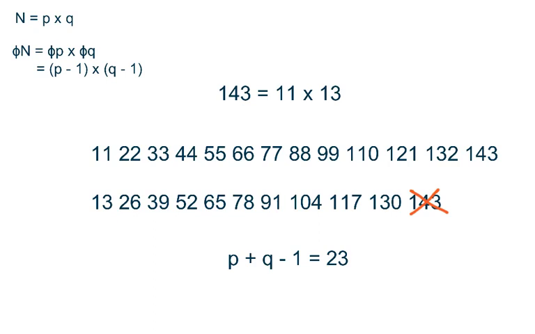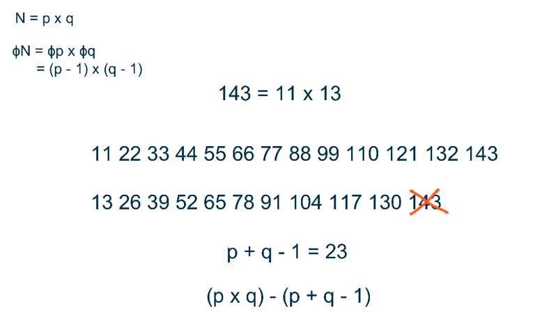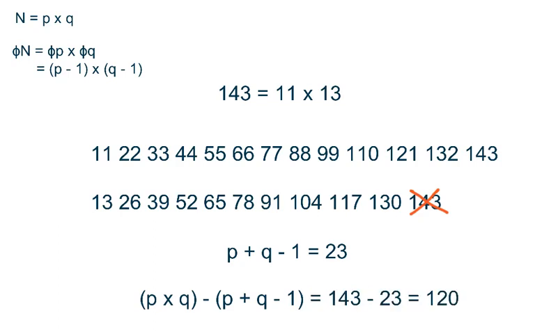So I have p plus q minus 1 numbers that are less than or equal to 143 that share common factors other than 1 with 143. So that means that if 143 is equal to p times q, I have p times q minus the quantity p plus q minus 1 numbers that are less than or equal to 143 that do not share common factors other than 1 with 143. Or, sticking with our example, I have 143 minus 23, or 120, numbers that don't share common factors other than 1 with 143.